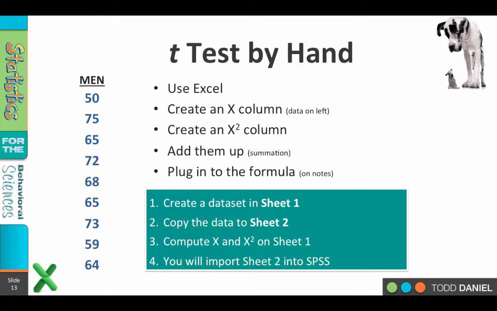So open up an Excel document. Let's create an X column first. Then we will square that value to create an X squared column. We'll add up both of those columns using summation and then plug them into the formula that you have in your notes. So step 1 is we'll create a data set on sheet 1. Then we'll copy that data to sheet 2. We'll compute our X and X squared on sheet 1. And then later we will import sheet 2 into SPSS. So let's switch over to Excel and get started.